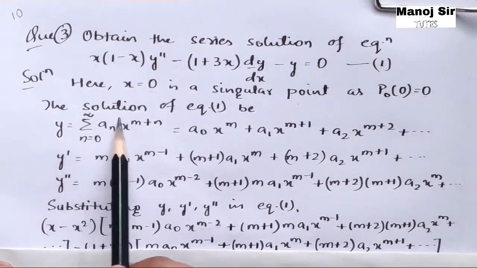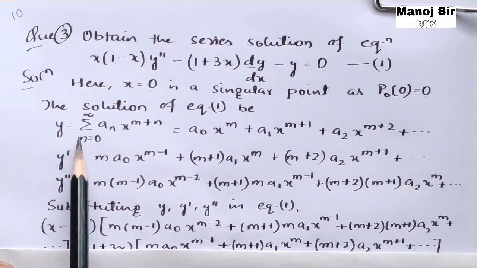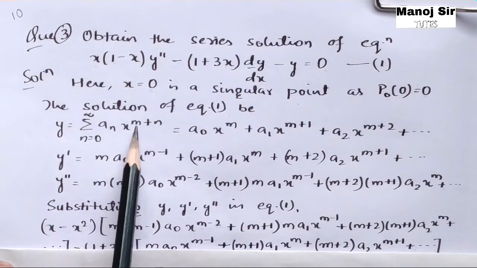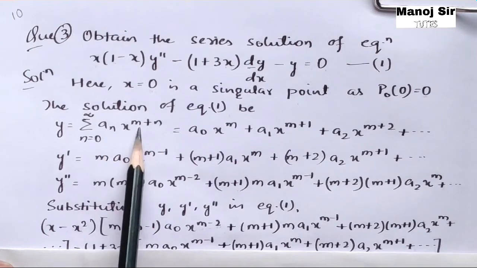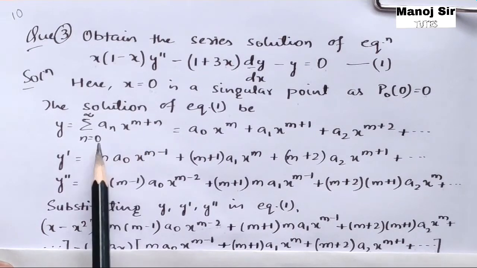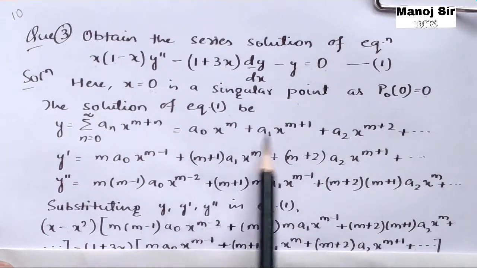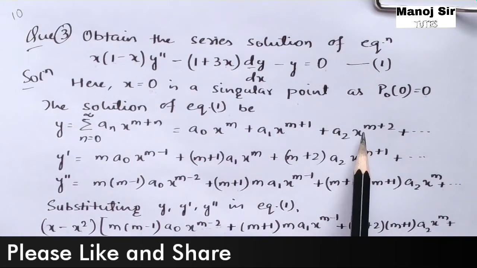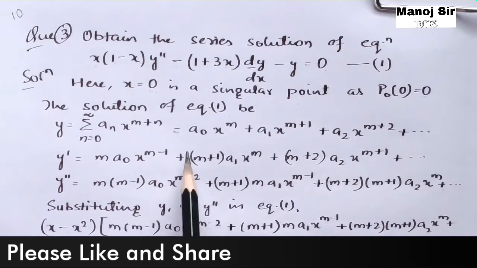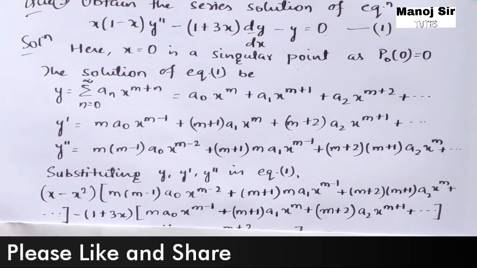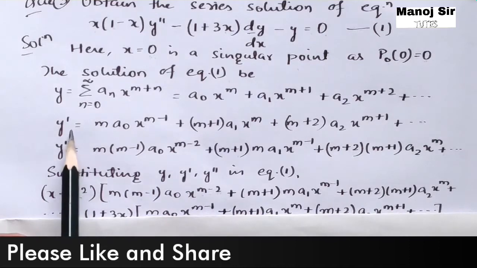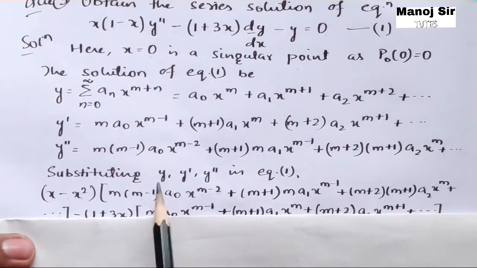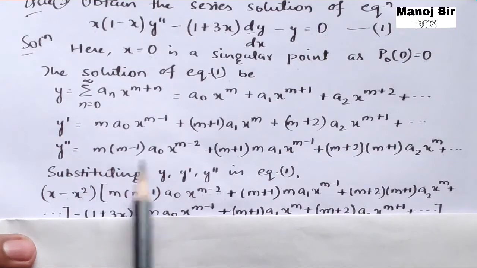Then the solution of equation number 1 is given by y equal to summation of n equal to 0 to infinity a n into x to the power m plus n. If you expand this, that is, if you put n equal to 0, n equals to 1, then n equals to 2, you will get this series. Similarly, if you differentiate this with respect to x, you will get this. We have discussed this in video number 7 and 8, where we have solved problem number 1 and 2 on this topic, that is Frobenius method. So I won't be taking much time to find y dash and y double dash. I believe this is a very easy part for you.